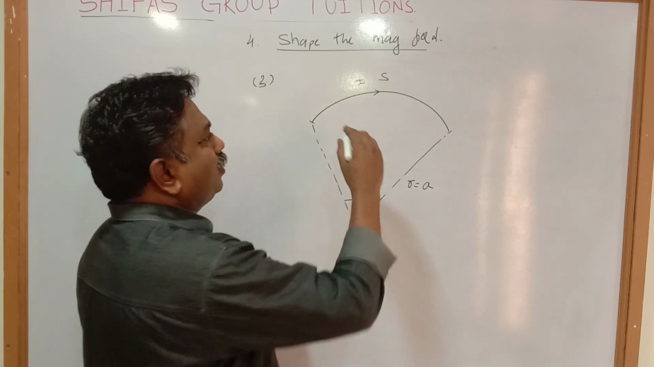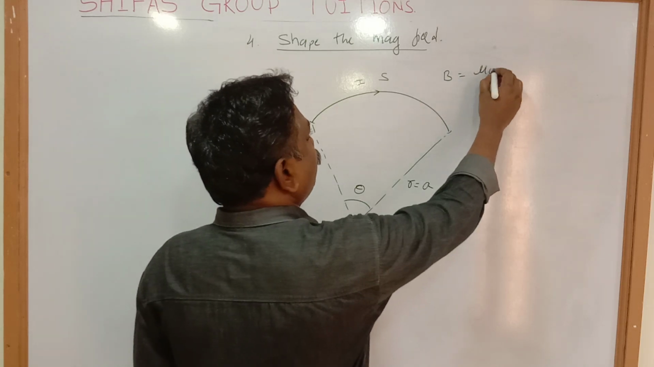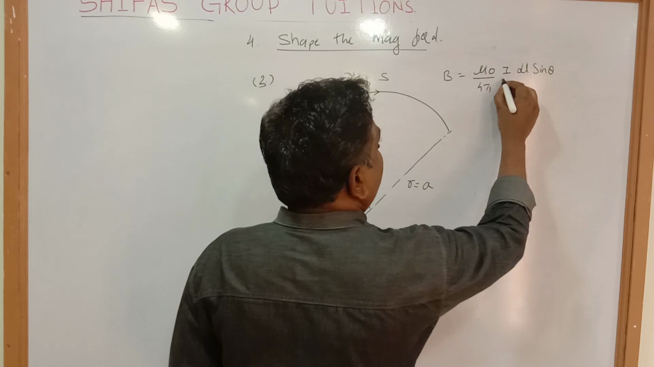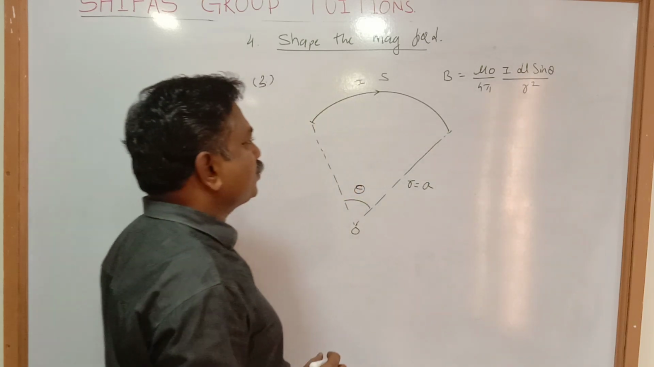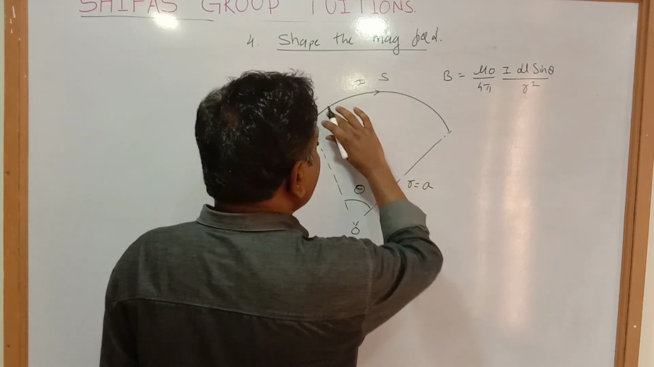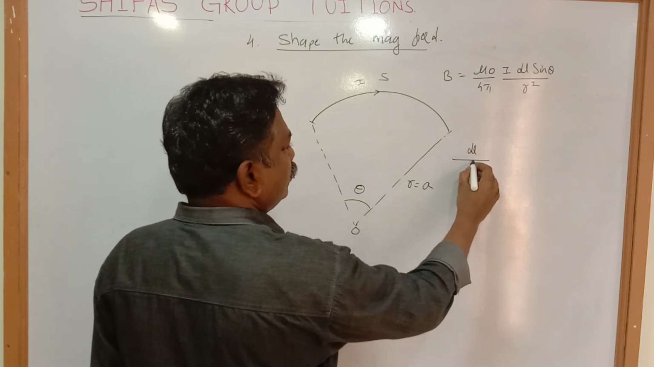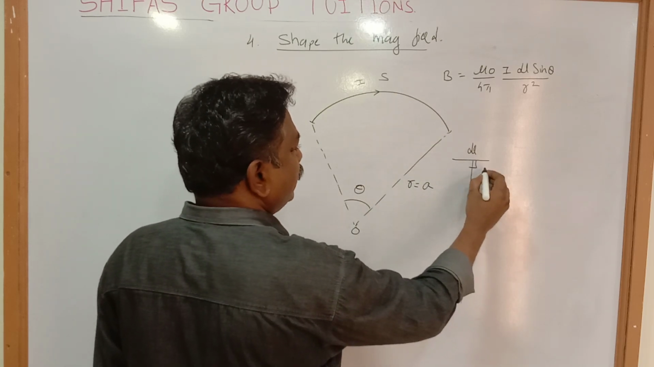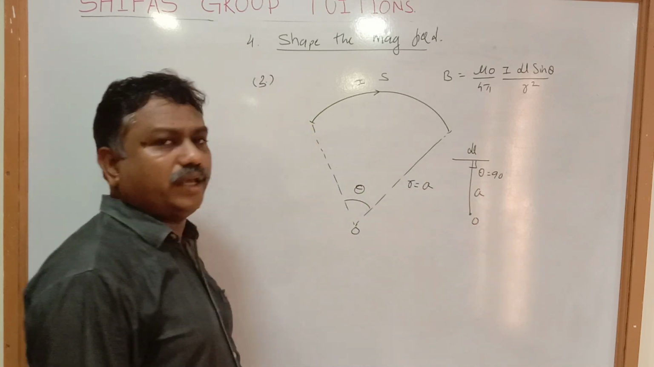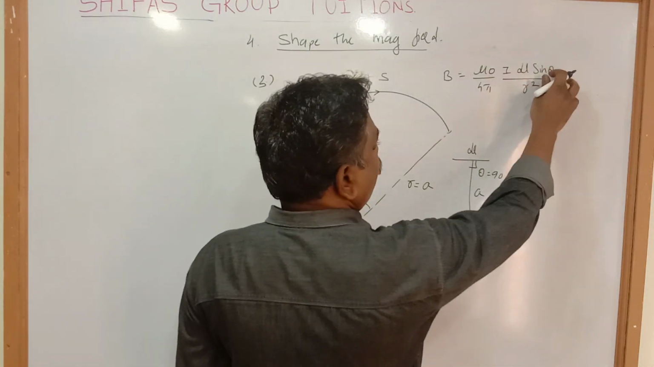Now this particular shape is making an angle theta. According to Biot-Savart's law, the formula is B equals mu naught upon 4 pi, I dl sin theta upon r square. Remember dear student, this theta is not this theta. If I consider a very small element dl from this section, it makes an angle of 90 degrees with respect to O, if the radius is A. If this part is infinitesimally small, this theta will become equal to 90 degrees.